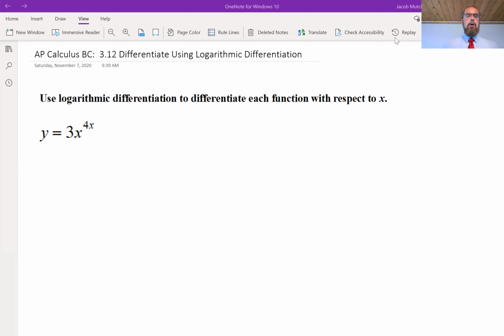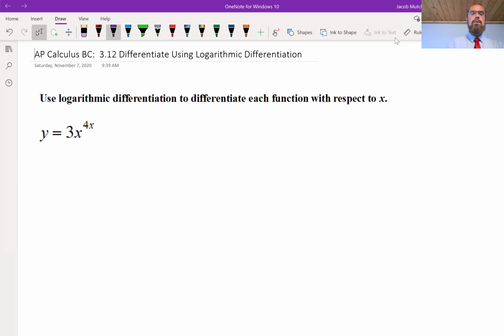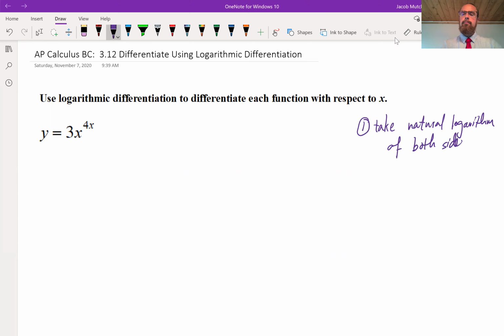To use logarithmic differentiation, the nice thing about the process is that it follows the same steps. Our first step is to take the natural logarithm of both sides of the function. I'll put this step out to the side: take the natural logarithm of both sides of the equation. So we'll take that first step here.